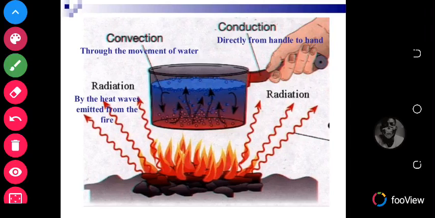So this is conduction. Conduction has to do with heat directly from the heat source. This is convection, which has to do with a medium, for example water. And radiation has to do directly with the waves. So this is radiation, these are the heat waves, and that is convection.